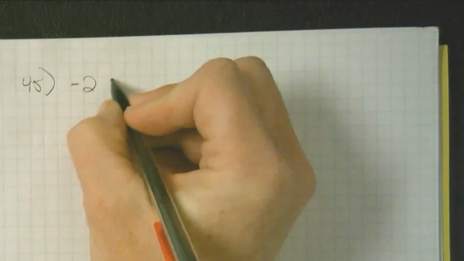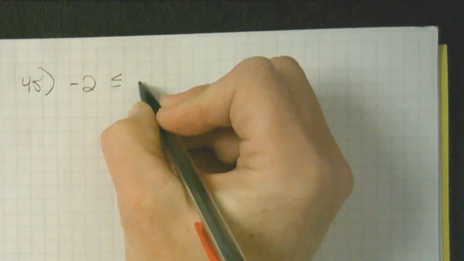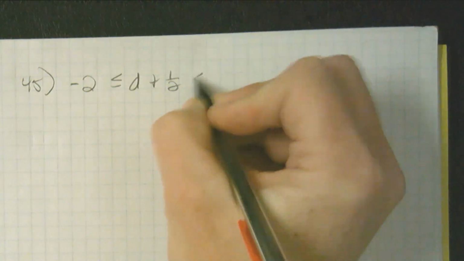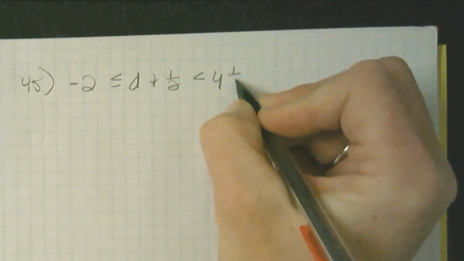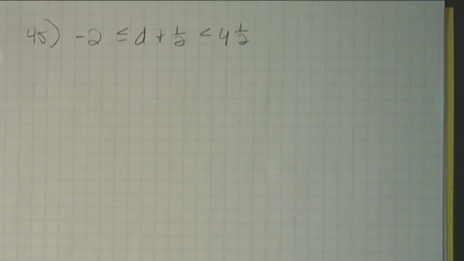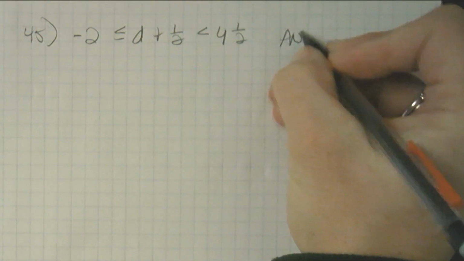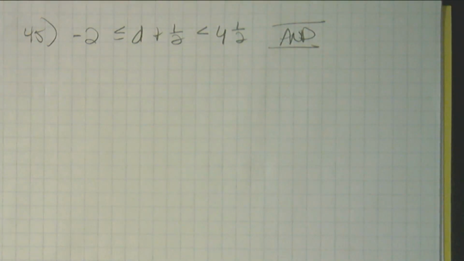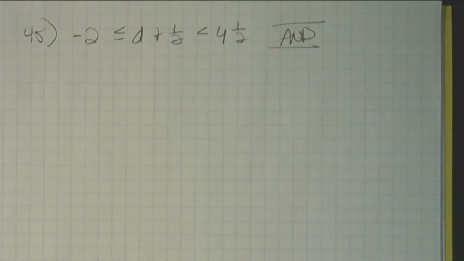Awesome. So 45 said that we have solved the inequality. I have -2 is less than or equal to d plus 1/2, which is less than 4 1/2. What kind of compound inequality is this? You have an and you have an or. What kind of compound inequality is this, Ashton? This is an and. We don't have to split it, it's already split. We just have to understand that's an and.